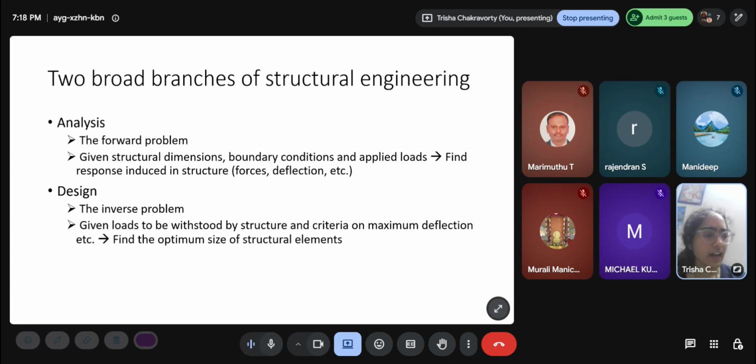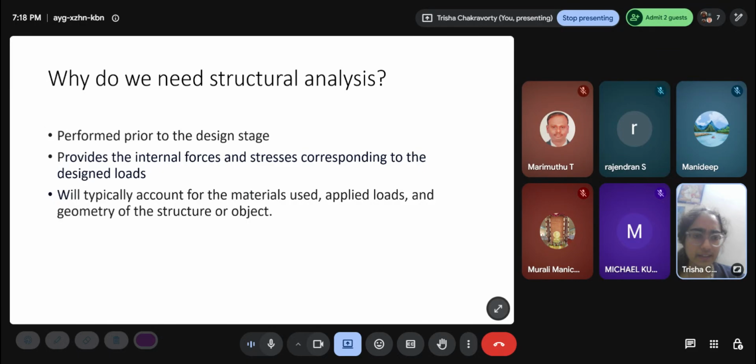So ultimately, I'm given nothing in design. I'm just given a broad idea of what the structure should look like, and I'm given the loads, and I have to build the entire structure. I have to propose a structure and see that it is safe enough. So analysis is the forward problem, design is the inverse problem, and this is a course on steel design.